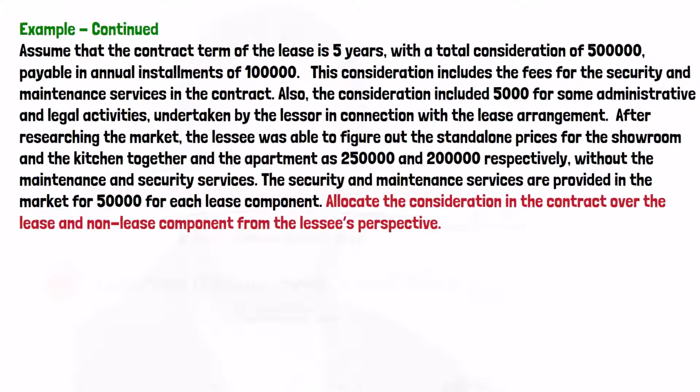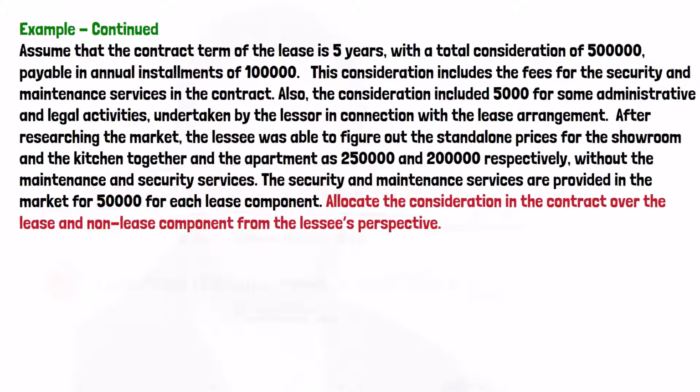Assume that the contract term of the lease is 5 years, with a total consideration of $500,000, payable in annual installments of $100,000. This consideration includes the fees for the security and maintenance services in the contract. Also, the consideration included $5,000 for some administrative and legal activities, undertaken by the lessor in connection with the lease arrangement.